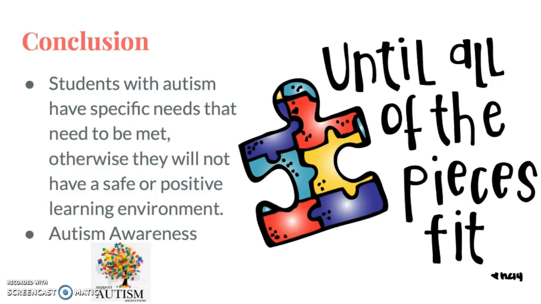So, in conclusion, students with autism have specific needs that need to be met in order for them to have a safe and positive learning environment. Also, I think it's important to be aware of autism, and to spread that awareness in your class and with other teachers. That way, we can better help these students with autism and make them feel more comfortable in their own classroom.